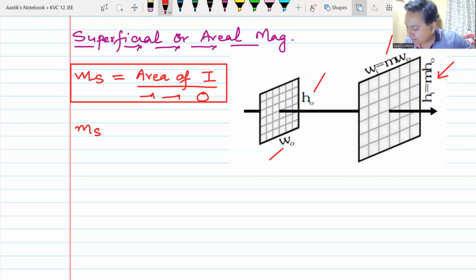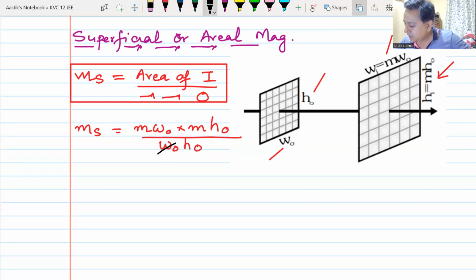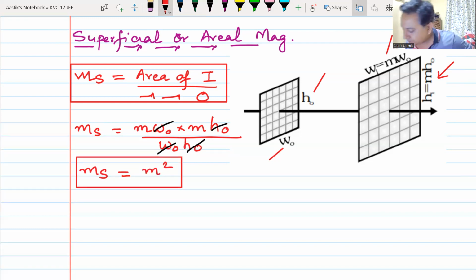I can now simply find it out. MS shall be equal to, as you can see, area of the image, which will be M, where M is your transverse magnification, into W naught, width of the object, multiplied by M into H naught, divided by W naught into H naught. Things are going to get cancelled, as you can see. And I have this legendary result. Superficial magnification is transverse magnification whole squared. Anyone having any doubt? This is the time that you raise your doubts, if you have any.